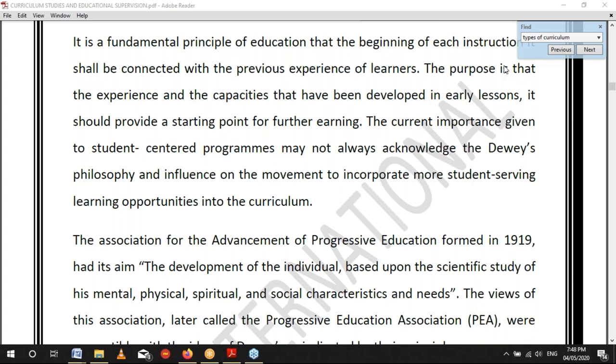Five, practice and individual assistance are provided as needed. That is where we can stop for today. We'll be going to the requirements of activity-based curriculum.